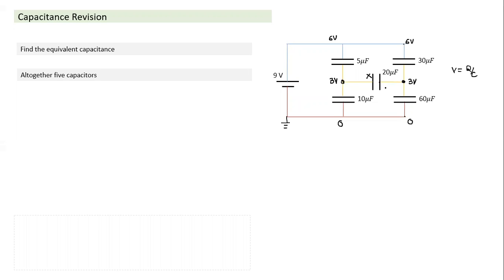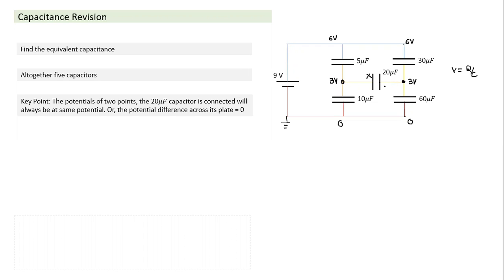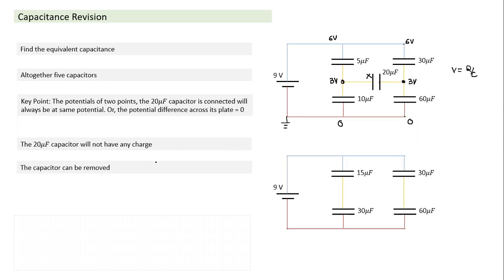And this is nothing but a Wheatstone arrangement. The key point here is that I can remove this capacitor. So whenever we have a combination of 5 capacitors, we can check whether it forms a Wheatstone bridge. If it forms a Wheatstone bridge, we can remove the one which is connected across like this. So this capacitor can be removed, and the equivalent capacitance of this is the same as this.